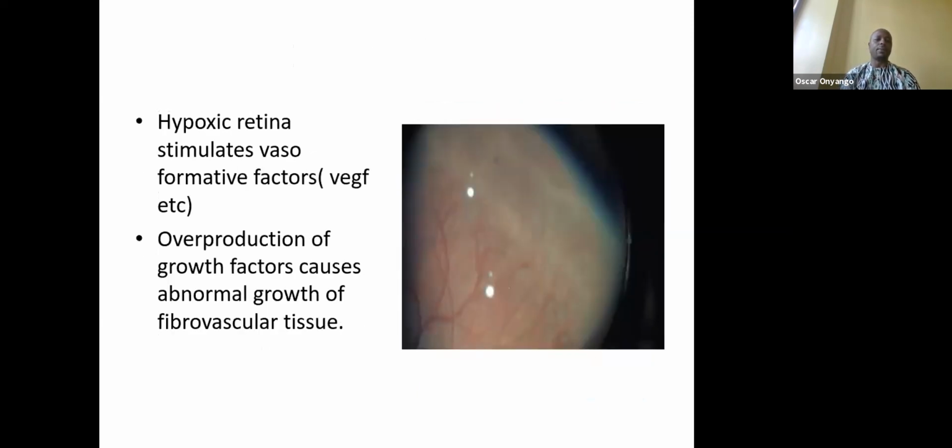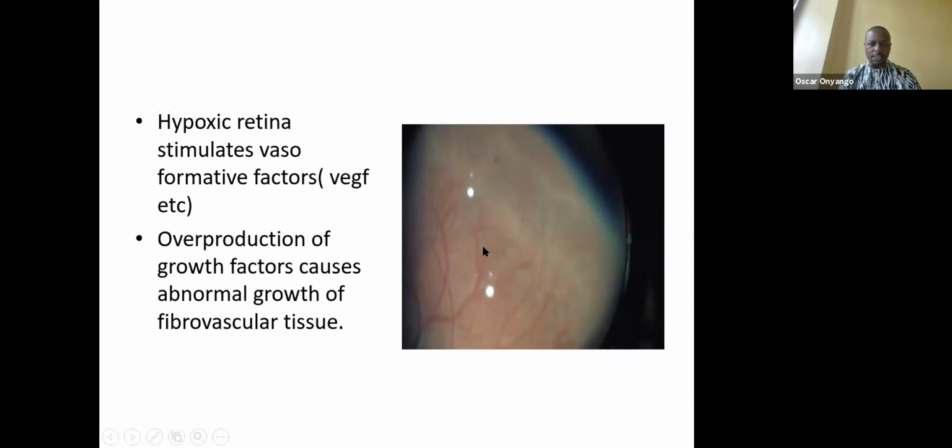Then the hypoxic retina stimulates the VEGF factors, insulin-like growth factor, platelet-derived growth factor, etc. You have overproduction of all of this, which leads to abnormal vascular growth. Again, these are pictures from the retina. You can see normal blood vessels reaching somewhere here.